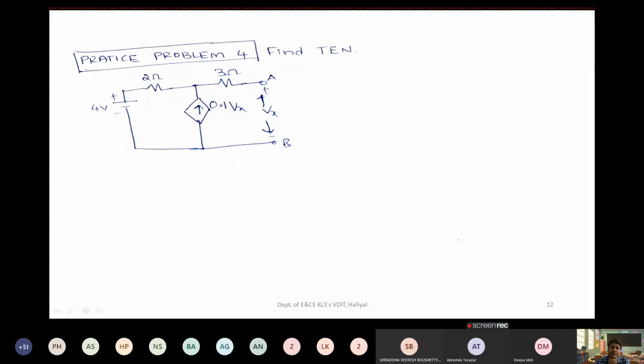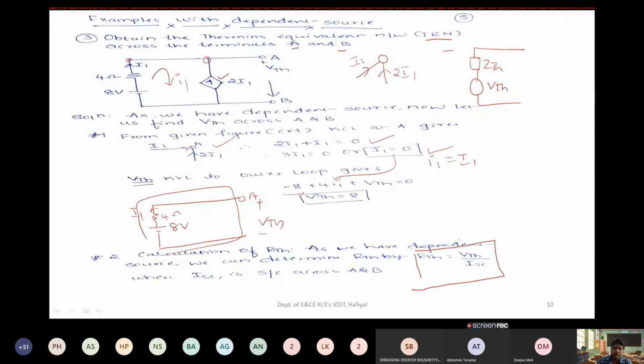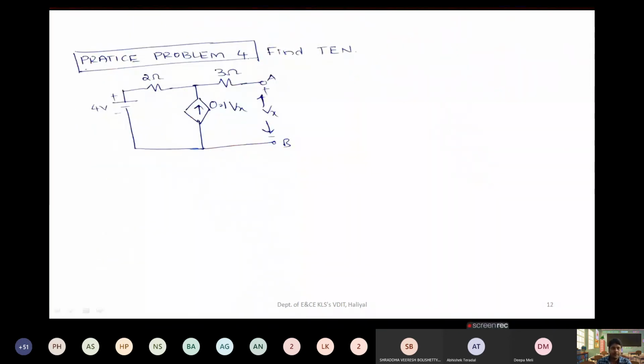So here comes one more practice problem for you. This is problem number 4. Similar kind of problem, but I have just included a resistor here. That's all, nothing else. So practice these things, so you will get some confidence. Again, I have not given any answers here. Just practice that same approach.